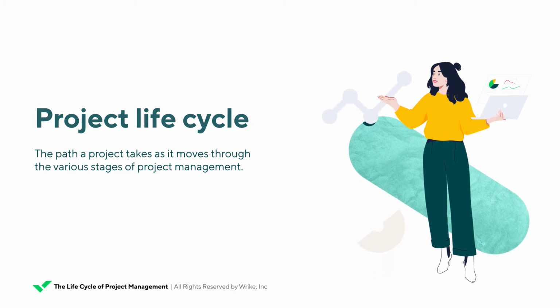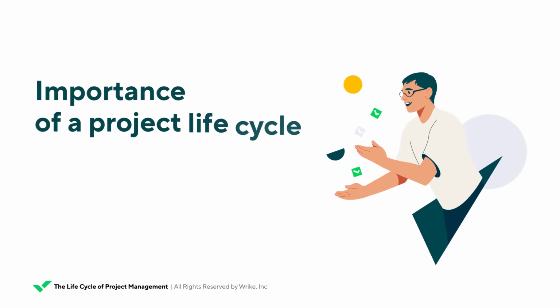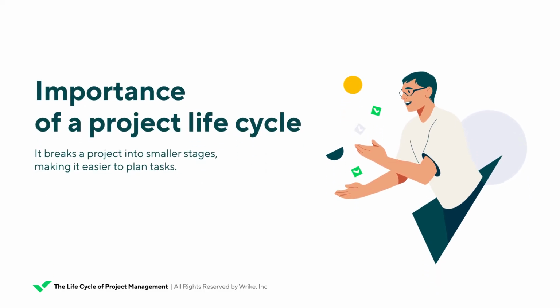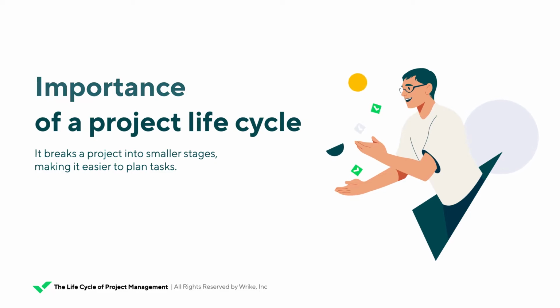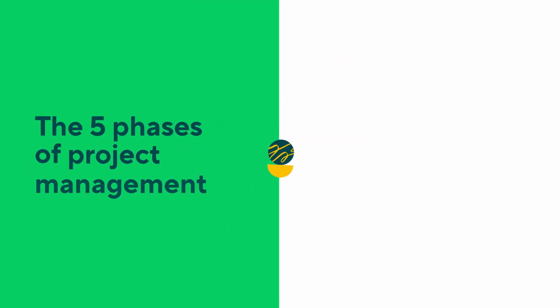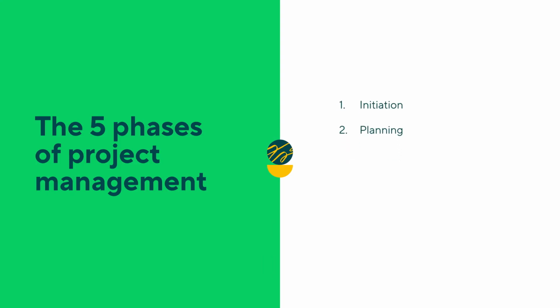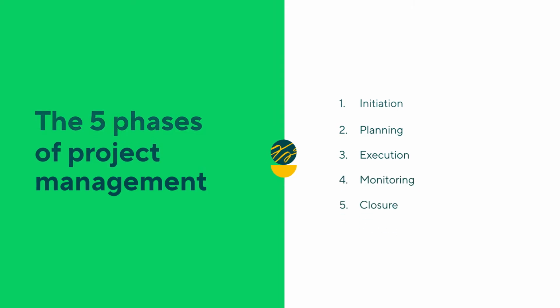design is fully implemented. The life cycle of project management is essential because it breaks projects down into smaller stages, making it easier to map out tasks. Every project is different, but they all contain 5 distinct phases of project management. The 5 phases in the life cycle of project management are initiation, planning, execution, monitoring, and closure. Let's look at them all in more detail.